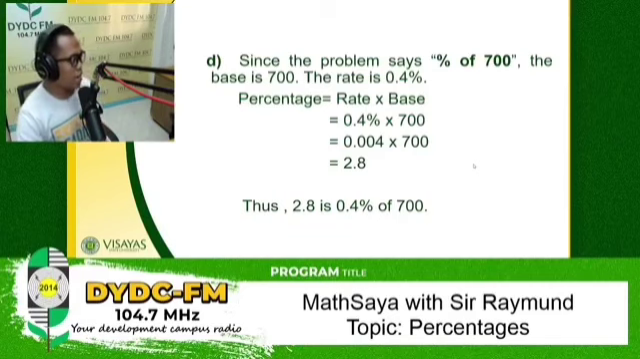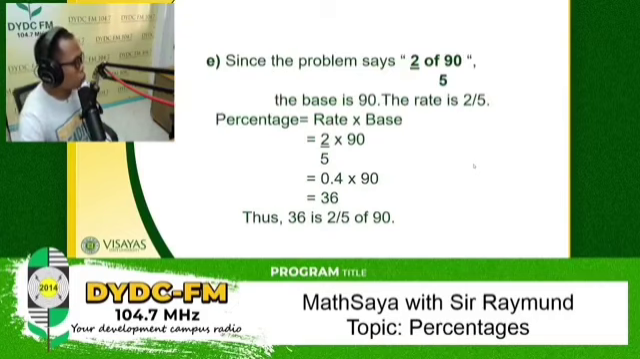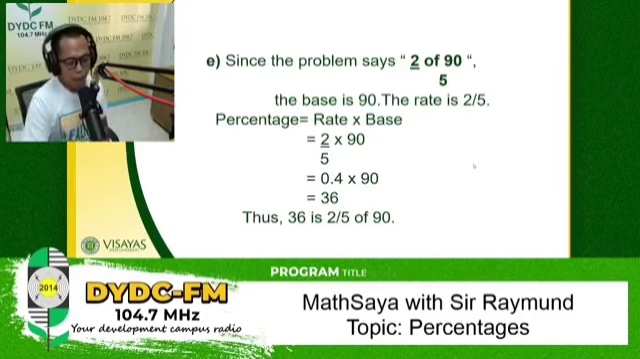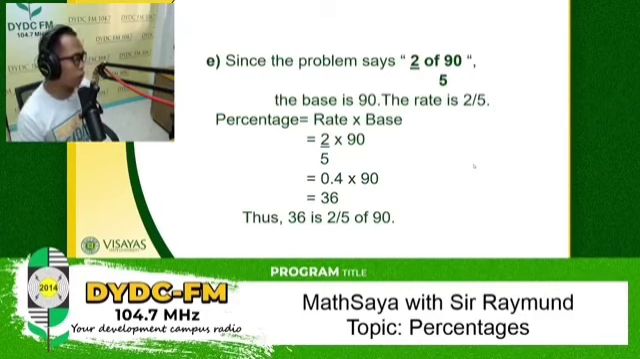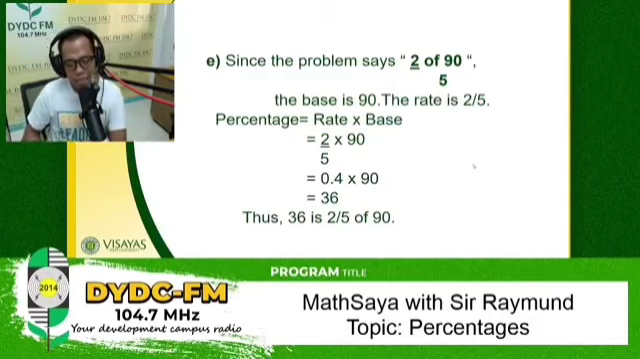Okay, and for letter E, since the problem says 2/5 of 90, the base is 90, the rate is 2/5. Percentage is equal to the rate times the base. So 2/5, pwede nimo siya i-convert to decimal. So 2 divided by 5, that's 0.4. Or pwede po nimo i-diretso na pag-multiply. So 2 times 90, that's 180. Divide by 5, that is equal to 36. Thus, 36 is 2/5 of 90.